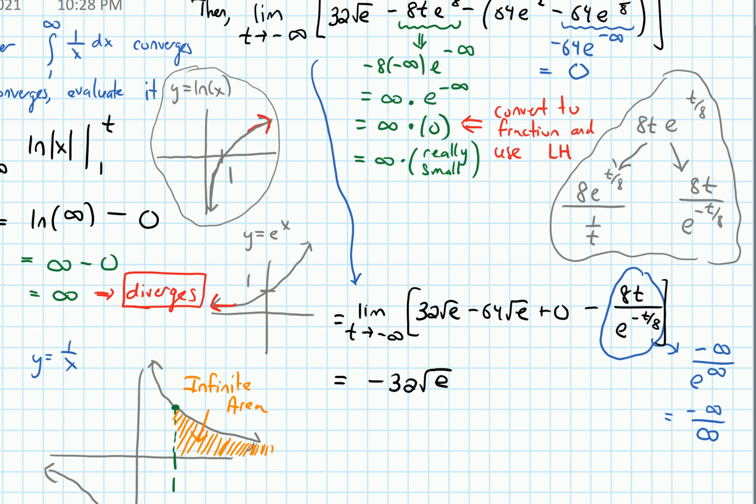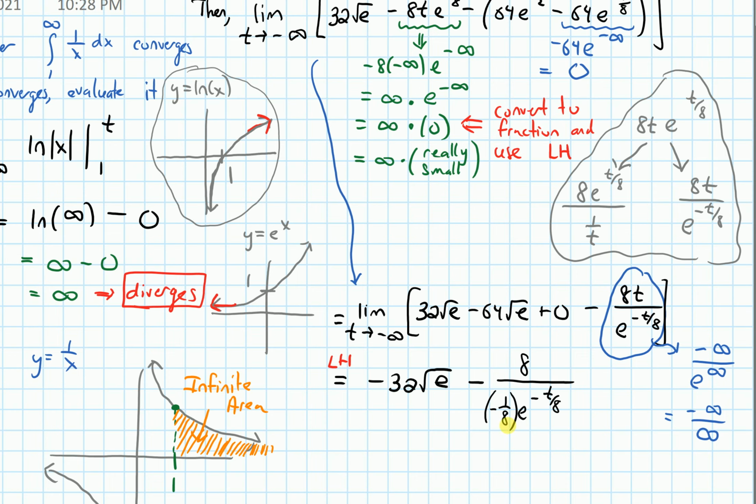So I need to indicate that I'm going to use L'Hopital's. The way I do that is writing LH over my equal sign. And I need to do that to show my work. If I didn't do that, it's not fully showing my work. Okay, so now we do L'Hopital's. I do the derivative of the top, which would be 8. The derivative of the bottom, which is e to the negative t over 8, times the derivative of the exponent. And the derivative of the exponent is negative 1/8.